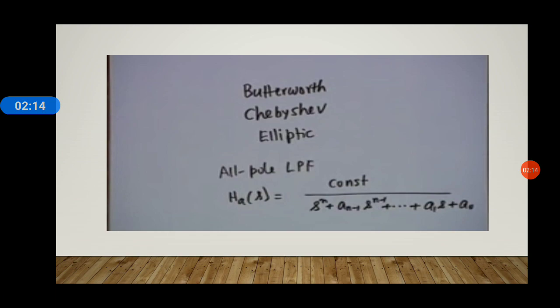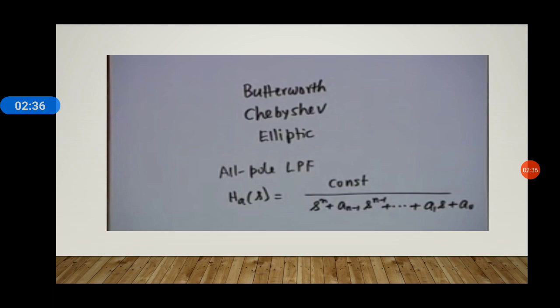Now, we start with all pole low pass filter. We know from low pass filter we can shift to other forms of filters, that is high pass and band pass or band stop. So studying low pass filter is sufficient enough. And here we study all pole low pass filters.